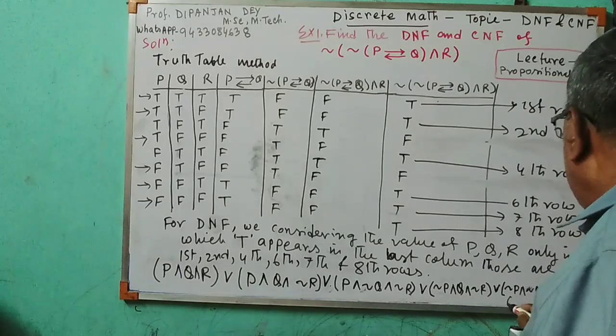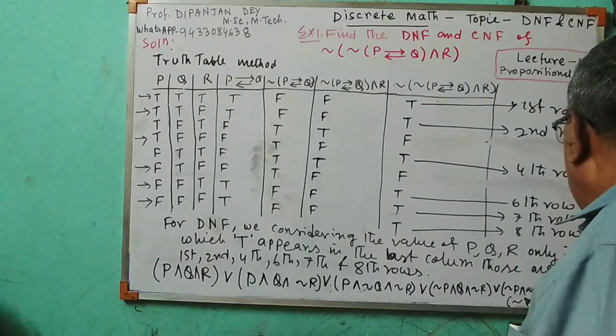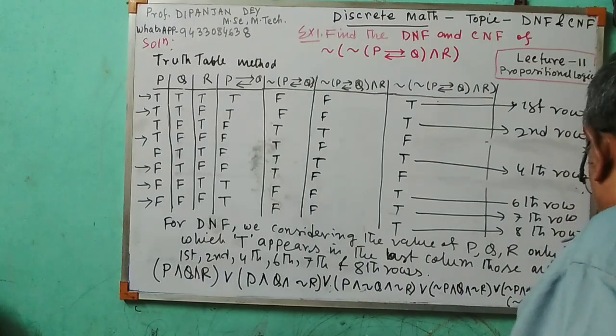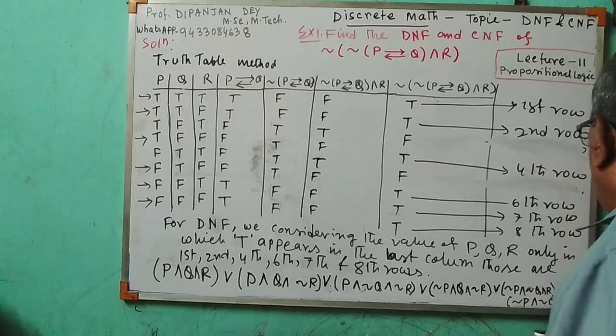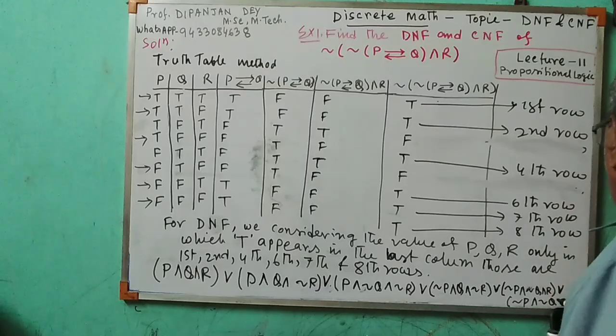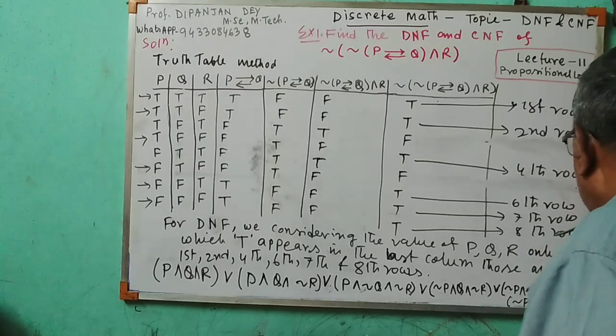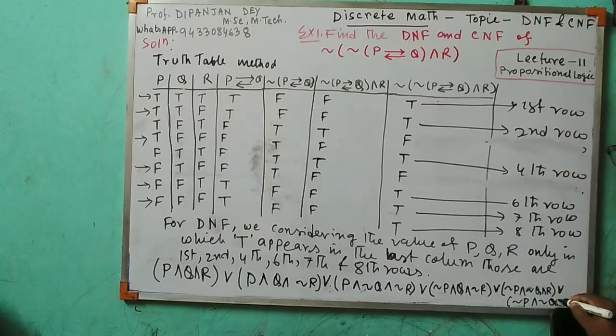And last one I am writing here, that is for 8th row. All are false. So negation P, negation Q, it will be conjunction, negation Q, negation R, this. It will be conjunction. So this thing I am writing clearly. This is Q. This is conjunction, negation R. So this is Q. Okay, try to understand.